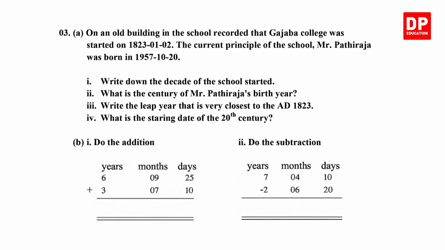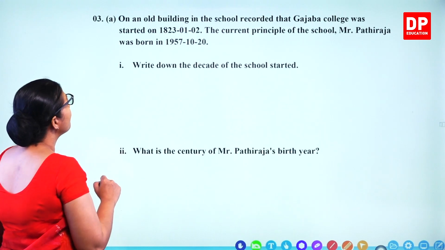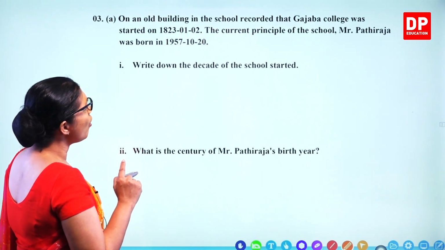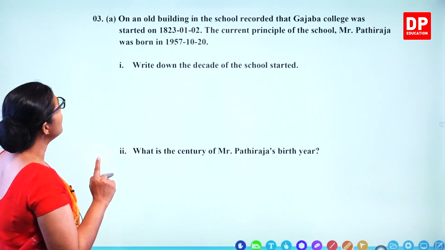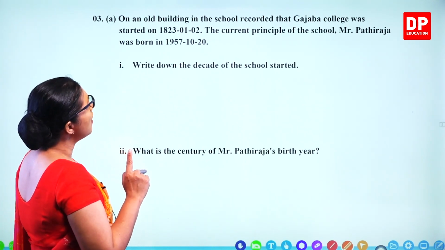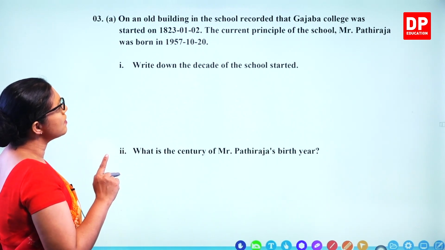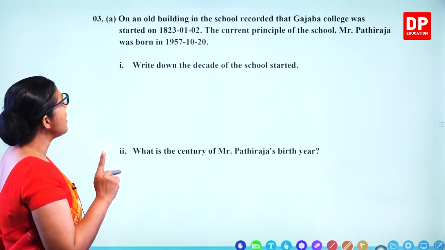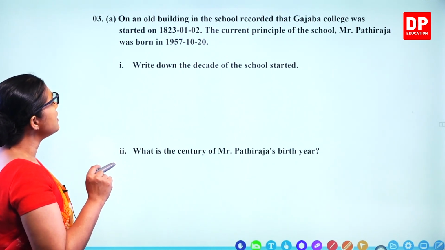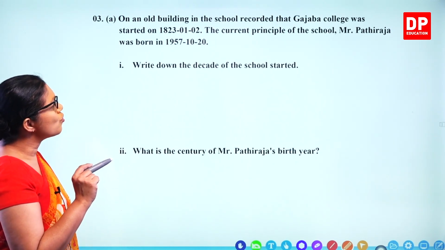Question number 3, about time. An old building in the school recorded that Gajaba College was started on 1823-12. The current principal of the school, Mr. Pathiraja, was born on 1957-10-20. Write down the decade in which the school started.